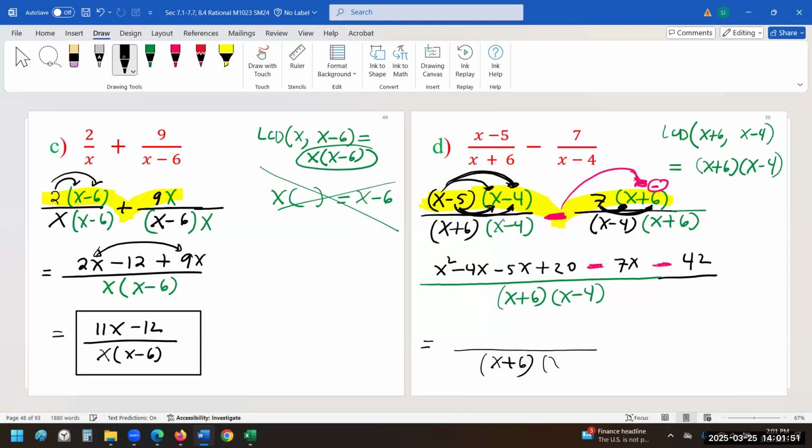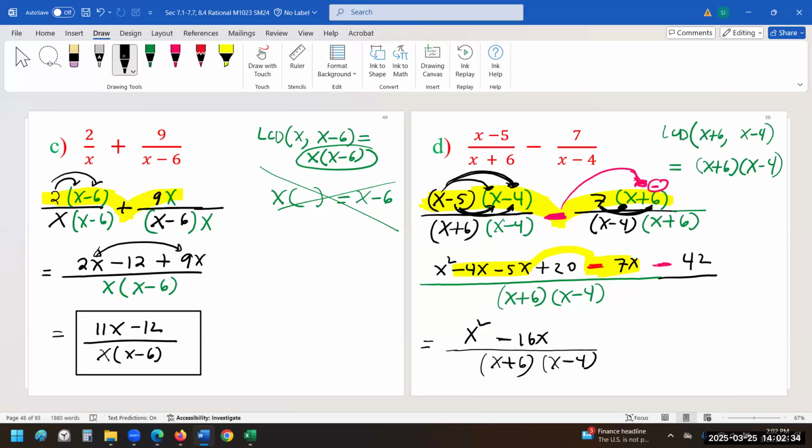x plus 6, x minus 4. Do we have any like terms to combine on the top? Yeah. 4x, 5x, and then 7x. So combining all of them, how many x's do we have? Negative how many? Negative 4 times negative 5 is? Negative 9 minus 7 is? Oh, it's negative 16. So we have negative 16x. There is no more x squared term.